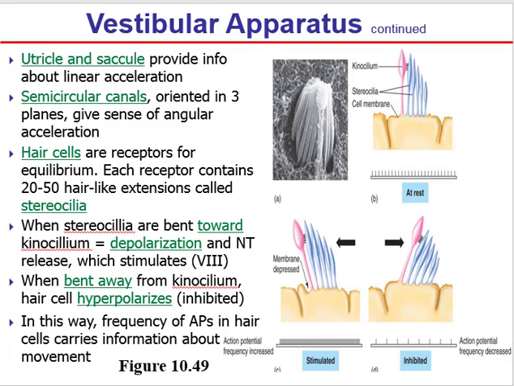When the hairs are bent away from the kinocilium, the receptor becomes hyperpolarized and becomes inhibited. In this way, the frequency of action potentials in hair cells carries information about movement.